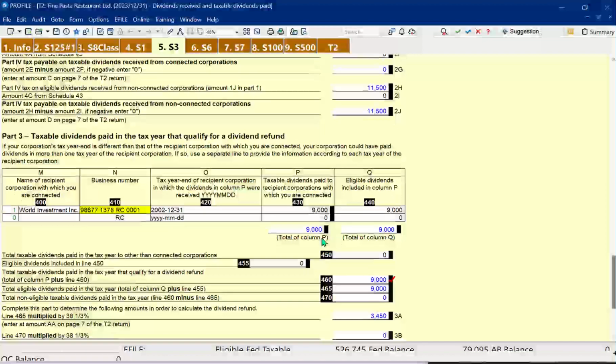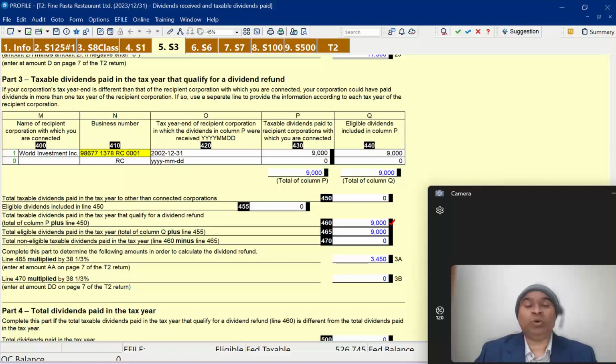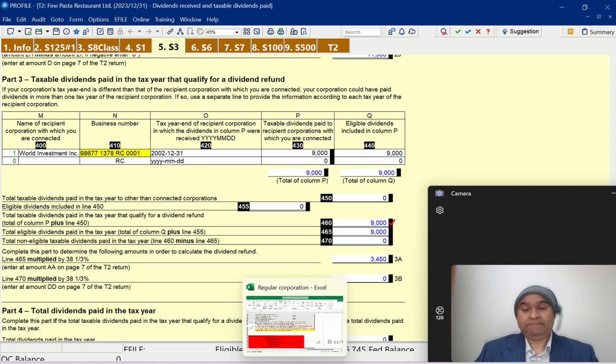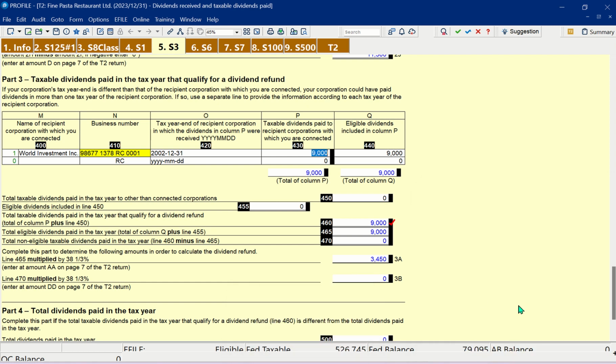And Fine Pasta paid to Wald Investment Inc. $9,000 in eligible dividend. That is the bucket for eligible refundable tax on hand. Okay. So basically, this is $33,450, the eligible dividend that the corporation, Fine Pasta, would receive, and they would pay $11,500. Okay.